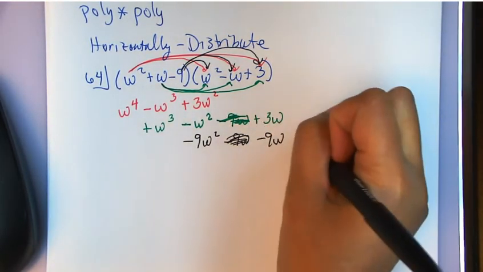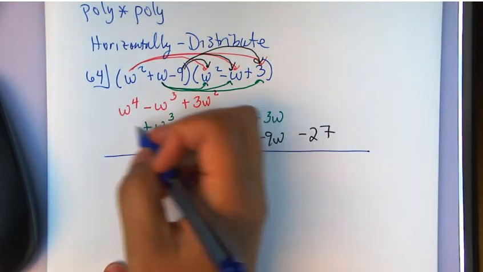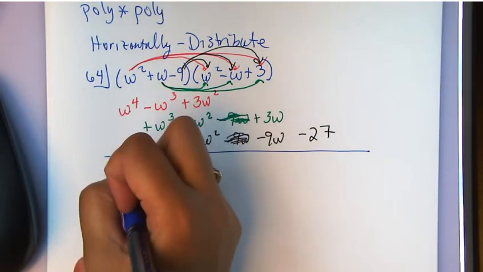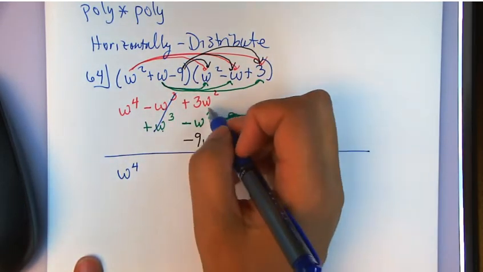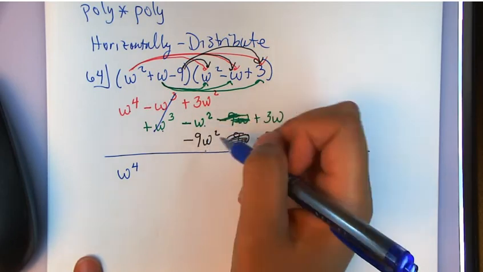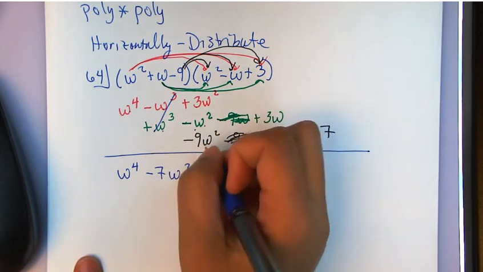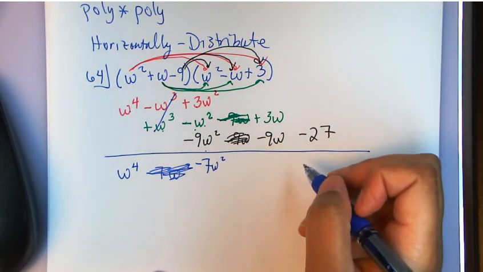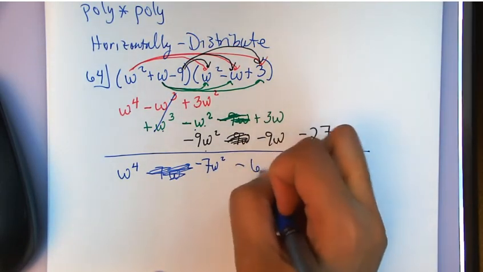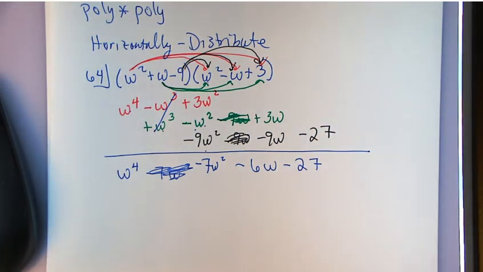So now I'm going to combine like terms, which essentially is just adding. So let's draw a line. And I'm going to go left to right because it's much easier. So w to the 4th plus nothing is just w to the 4th. Negative w cubed plus w cubed, they cancel out. Say goodbye. 3w squared minus w squared minus 9w squared. Well, 3 minus 1 is 2. Minus 9 is a negative 7w squared. Then 3w minus 9w is a negative 6w. And then minus 27. And that's my answer. Are there any questions over that so far?